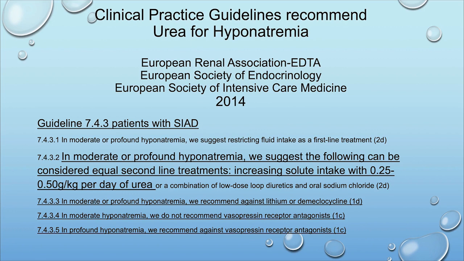The European Renal Association, the European Society of Endocrinology, and the European Society of Intensive Care Medicine in 2014 released their guidelines for the treatment of SIADH. And what they said was, in moderate or profound hyponatremia, we suggest restricting fluid intake as first-line treatment. In moderate or profound hyponatremia, we suggest the following can be equal second-line treatments: increasing solute intake with 0.25 to 0.5 grams per kilogram per day of urea, or a combination of low-dose loop diuretics and oral sodium chloride.